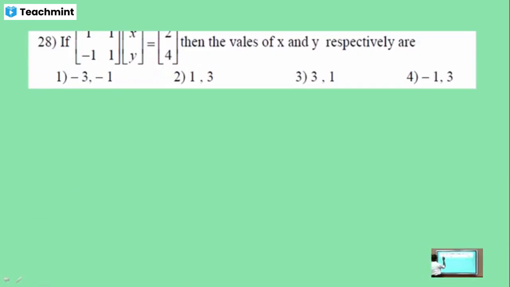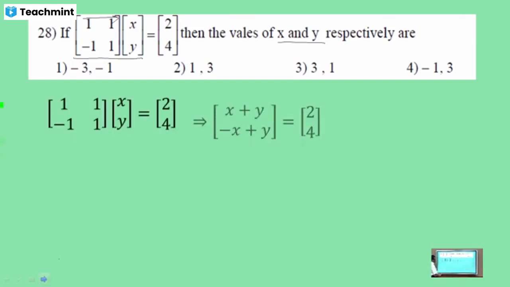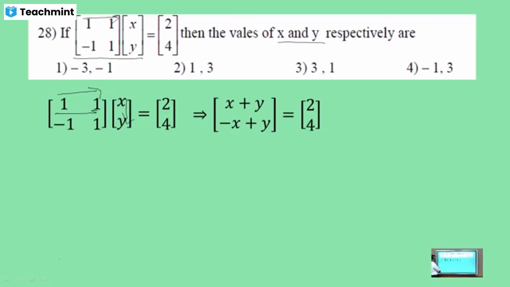As you are observing, in between these two matrices, no symbol has been used. ಯಾವುದೇ symbol use ಆಗಿಲ್ಲ ಅಂದ್ರೆ it is a product. ಅದು product ಅಂತ ಆಯ್ತು. Equal to another column matrix, then the values of x and y are respectively. Product rule ಈಗಾಗಲೇ ನಾವು ತುಂಬಾ ಪ್ರಾಬ್ಲಮ್ ಮಾಡಿ ಆಗಿದೆ. ಮಲ್ಟಿಪ್ಲೈ ಮಾಡಿದ್ರೆ you will get first row multiplied with the first column. When I multiply the first row with the first column, I will get x plus y. When I multiply the second row with the first column, I will get minus x plus y.